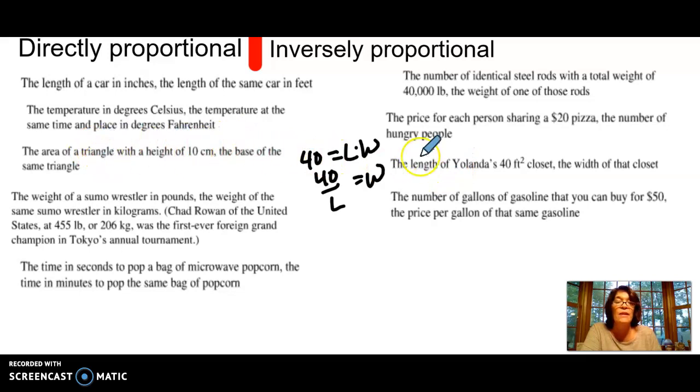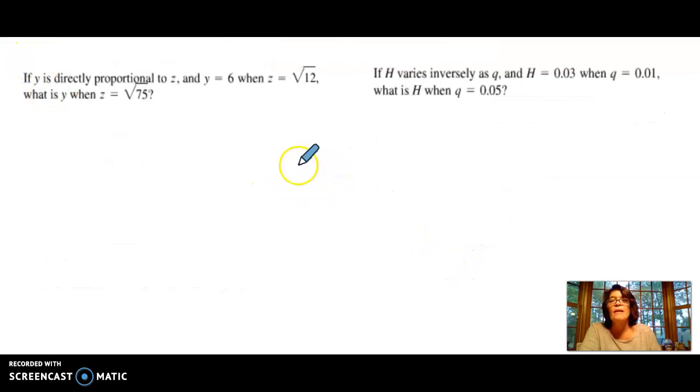Here I didn't know the area. Here I know the area is 40. If I only have $50, the number of gallons I can buy goes down as the price per gallon goes up. So just an idea. Let's try some of these. If y is directly proportional to z, as soon as I see directly proportional, I write this down.